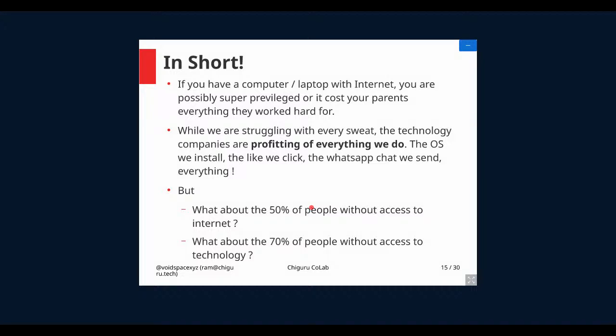So the question has never been whether technology should or should not do this. The question always is, do I have a choice if I choose not to have one? And two, if I choose to have one, at what cost is it coming to me? That's fundamentally the two questions that we should always be asking.